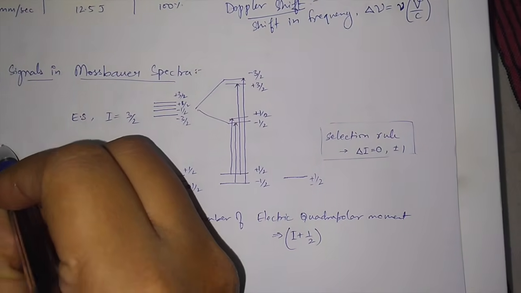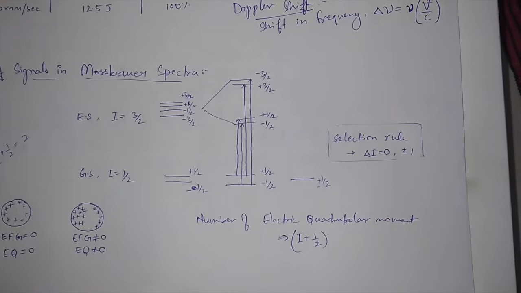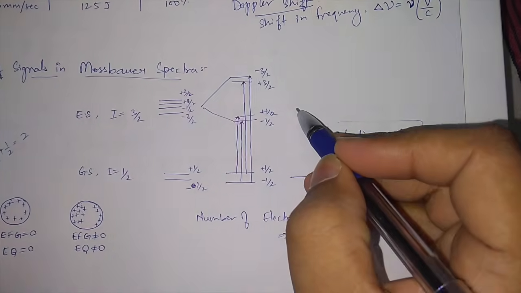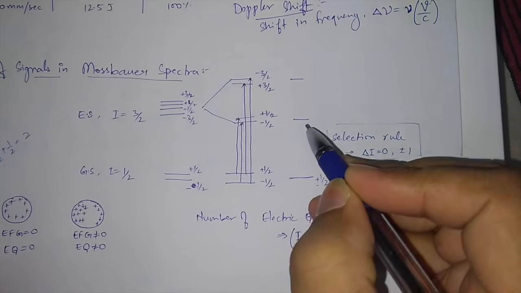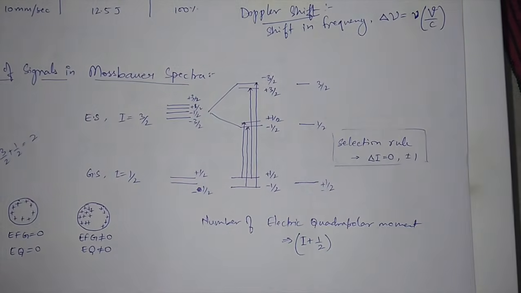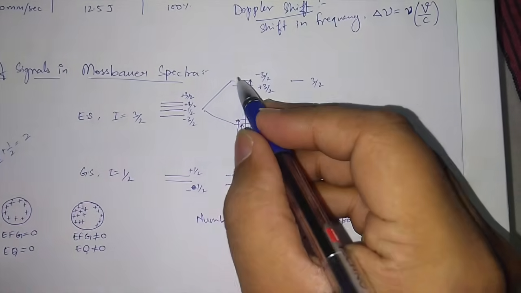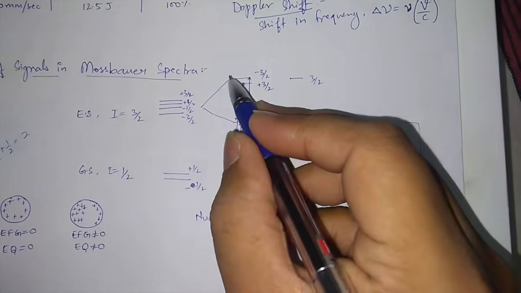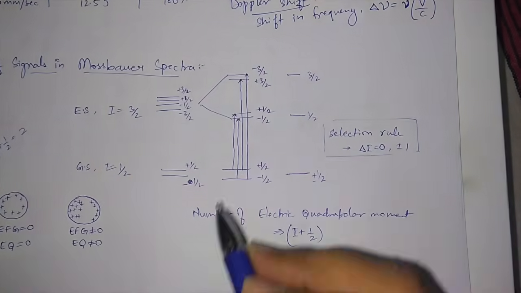So 3 by 2 and plus half will give you how much? It will give you 2. So that means it will split into two levels, 1 and 2. One will be having the 1 by 2 energy level, and the other will be having the 3 by 2 energy level. So these two are degenerate. I have drawn them separately over here, but they are degenerate, meaning both of them have the same energy.